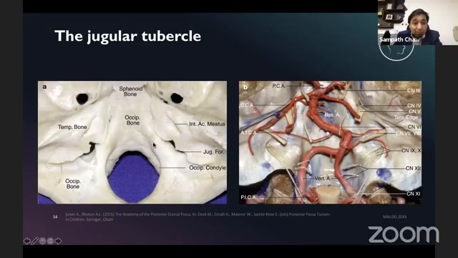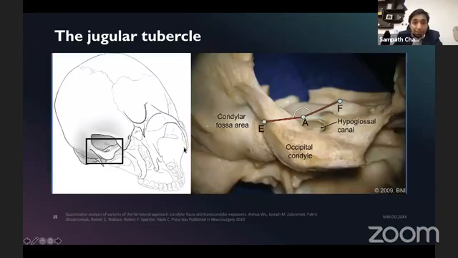So now we are looking again: jugular tubercle upper, hypoglossal canal middle, and the jugular process middle and lower, and the occipital condyle. So again, this is the area we're looking at. This is the foramen magnum. This is the jugular tubercle, and there are a lot of studies which tell us about the anatomical relationships and the distances between the jugular tubercle and the hypoglossal canal, and from the hypoglossal canal up to the posterior tip of the occipital condyle.